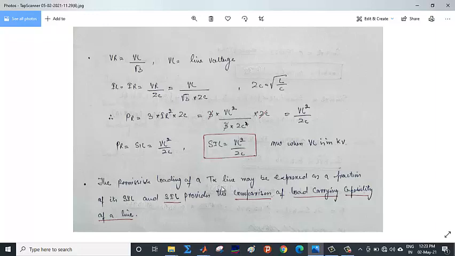Usually the permissible loading of the transmission line may be expressed as a fraction of the surge impedance loading. This is the important point why we use the surge impedance loading. It is used to express the actual loading of the transmission line in terms of the surge impedance loading. And one more important thing is that it also provides a comparison of the load carrying capability of a line. If we have two lines and we know the surge impedance loading, we can roughly say which line will carry more power in actual practice, because that power will be definitely proportional to the surge impedance loading.